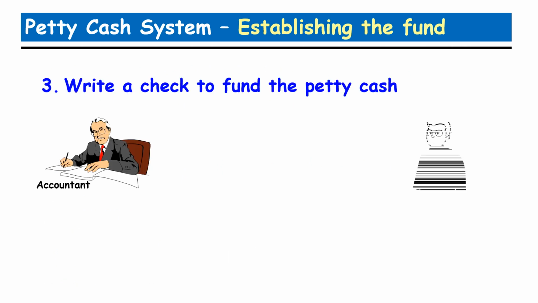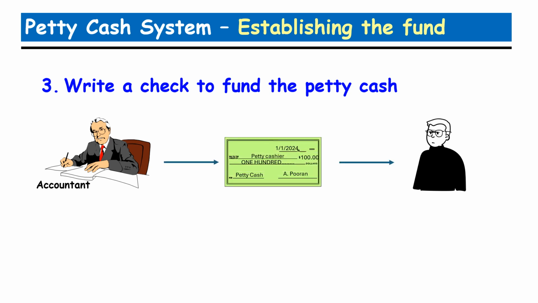The third step in establishing the petty cash fund is now to fund the petty cash. So the accountant will need to write a check in the name of the petty cashier to fund the petty cash. Now, the accountant will need to decide two things here. What is the amount of the petty cash fund? And how long will the fund keep making payments until it is replenished? So these decisions are based on the size of the business and on the activities of the business.